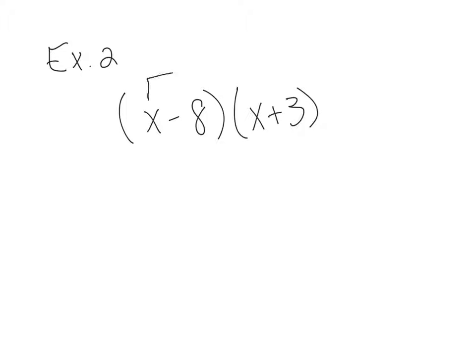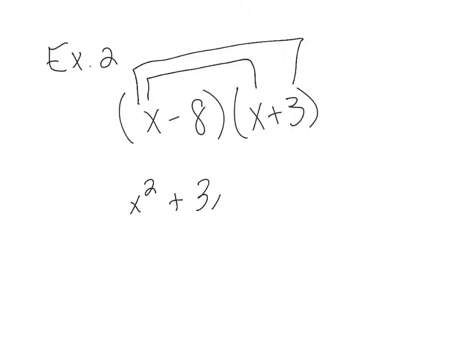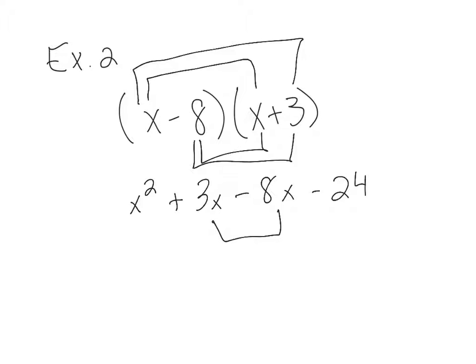Again, first, multiplying the first two terms, x squared. Outer, x times 3, it's positive 3, so positive 3x. Inner, negative 8 times x is negative 8x. And last, negative 8 times 3 is negative 24. Again, combine the middle two terms. Positive 3x minus 8x is a negative 5x. So the answer is x squared minus 5x minus 24.